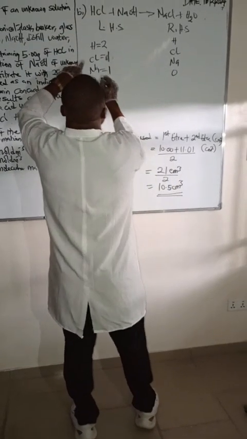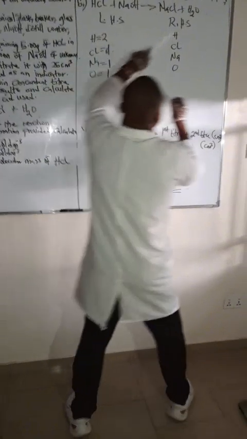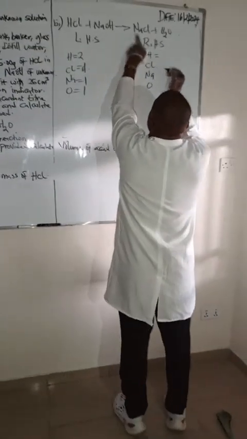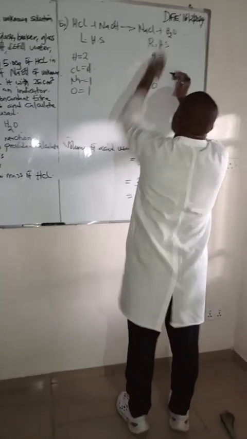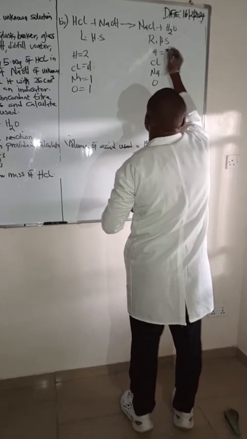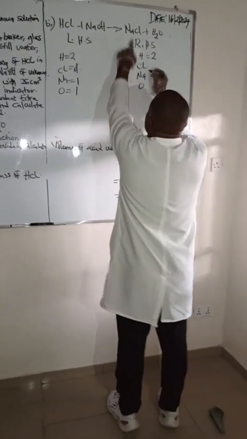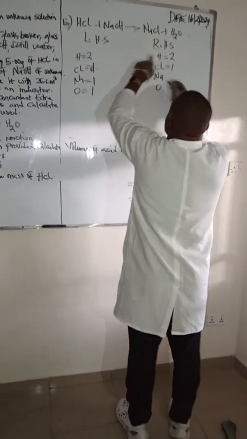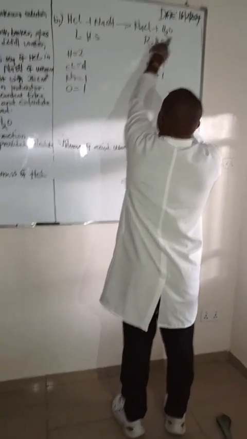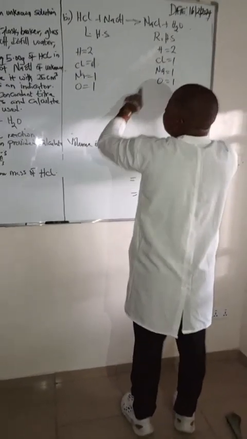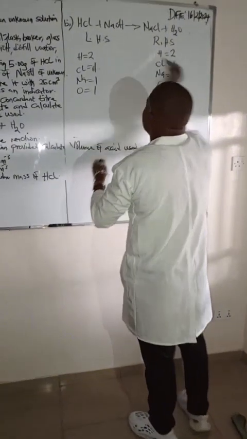Oxygen is 1 atom. On the right hand side, hydrogen: H2 means 2 atoms of hydrogen, so it's 2. Chlorine is 1. Sodium is also 1. Then oxygen is also 1. So this is equal to this.